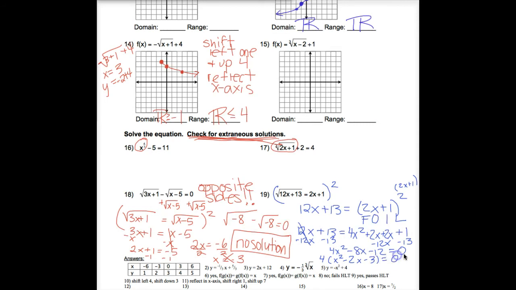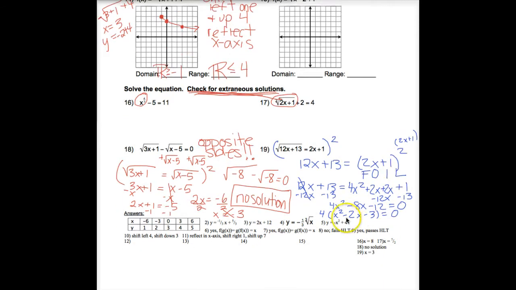And what do you know? Easy type of factoring, factors that add. What multiplies to -3 and adds to -2? -3, +1. So it was factorable. I end up with x equals 3 and x equals -1. And then I need to check them.